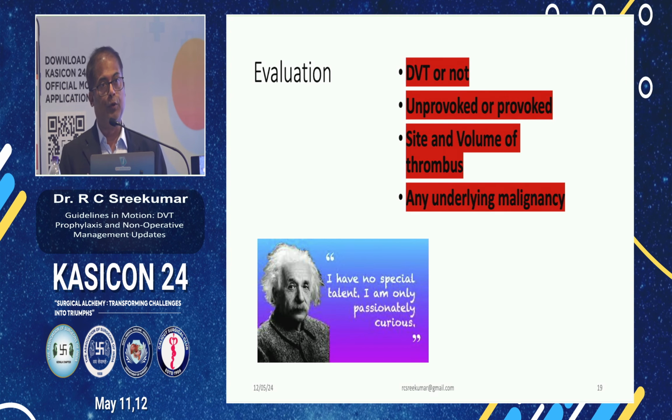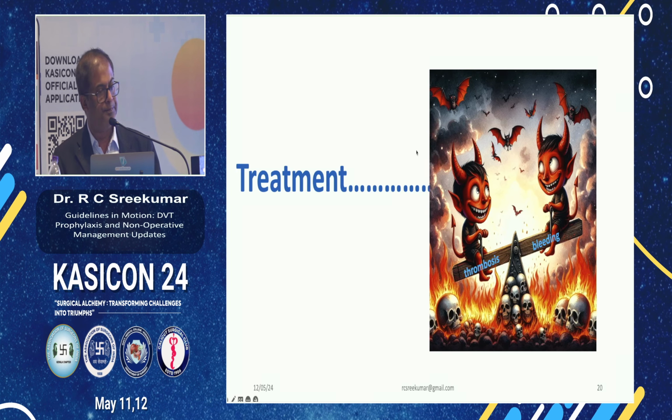So once the evaluation is over, we have to answer 4 questions. Whether it's a DVT or not. If it's not DVT, think about something else. Whether the DVT is due to an unprovoked lesion or a provoked one. If it's a provoked one, short treatment is required. And what is the site of the DVT and what's the volume of thrombus? And look at any underlying malignancy. After evaluation, we should be able to answer these 4 questions.